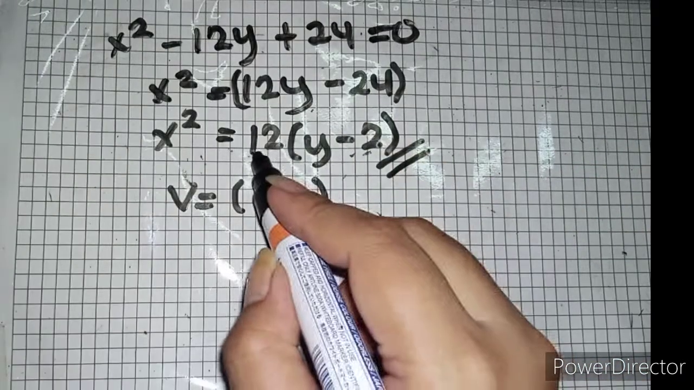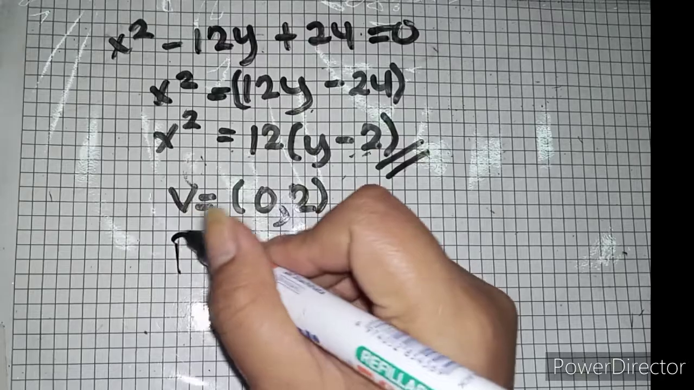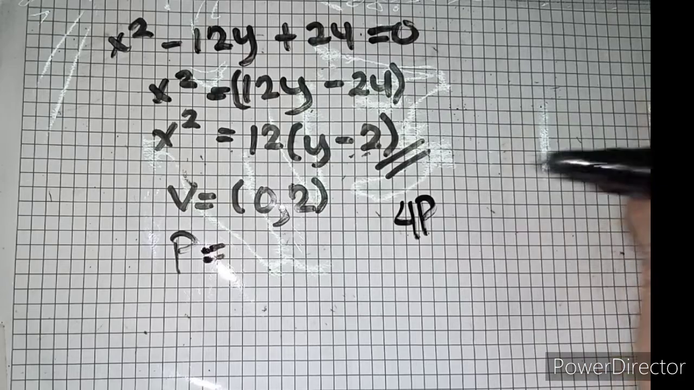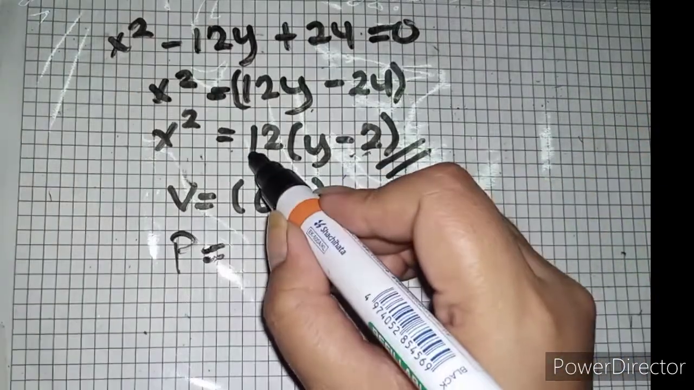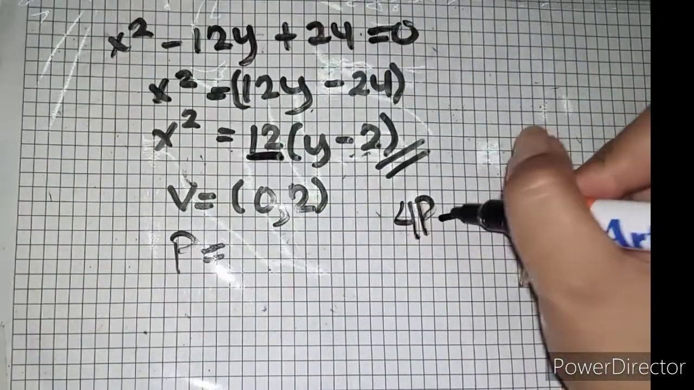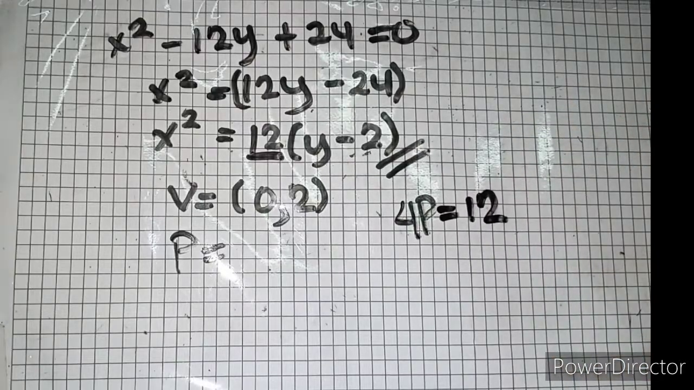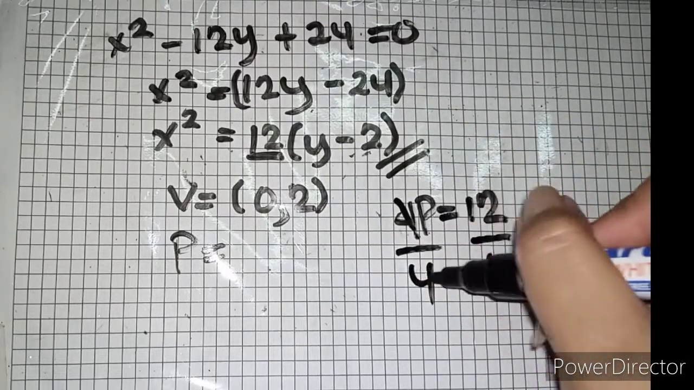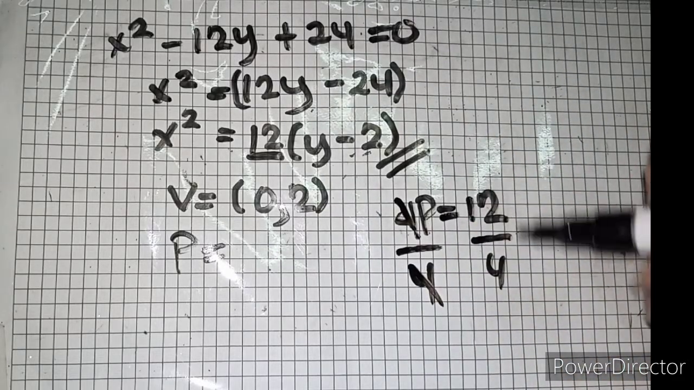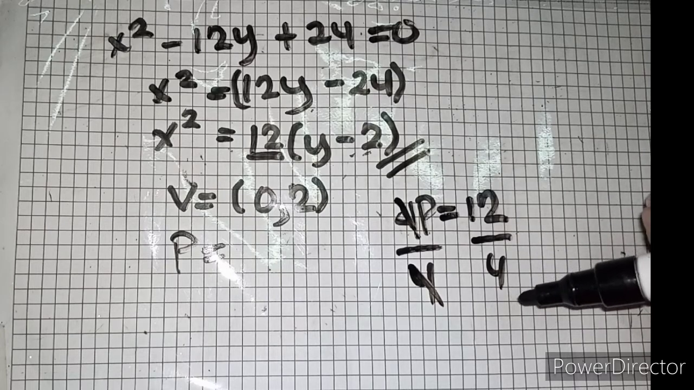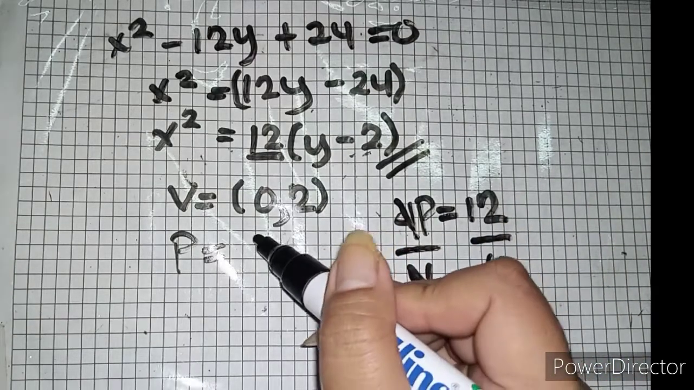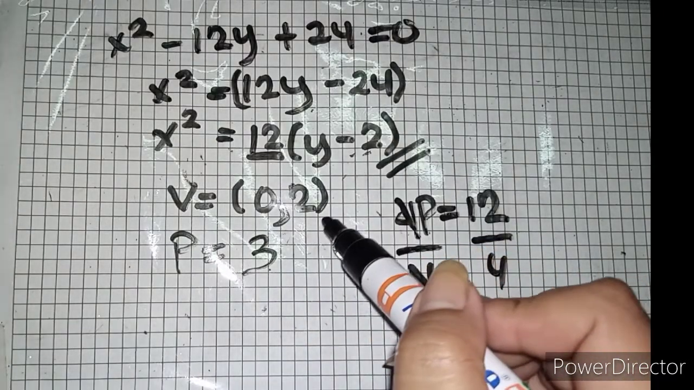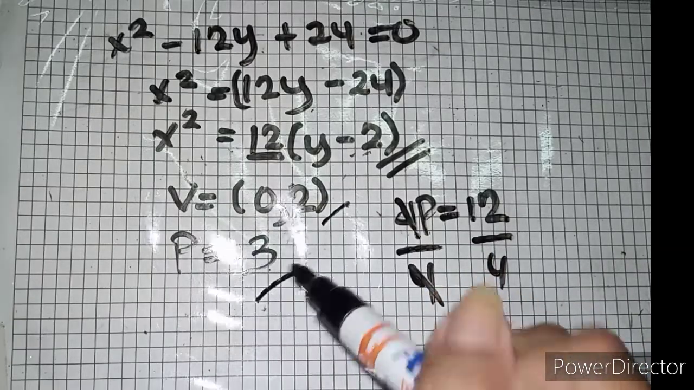And now, let's find the value of P. If you remember our 4P, the 4P is here, 12. Since we only need P, we divide both sides by 4 to cancel. So, let's simplify. 12 divided by 4 is equal to positive 3. So, we now have the value of the vertex and the value of P.